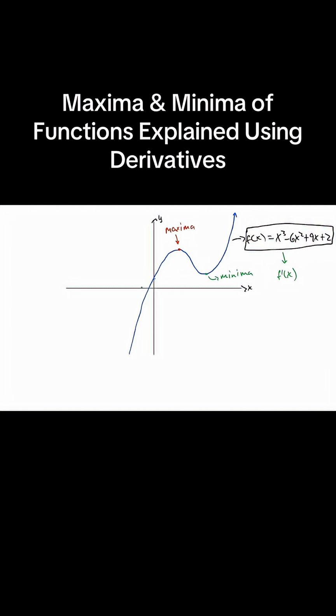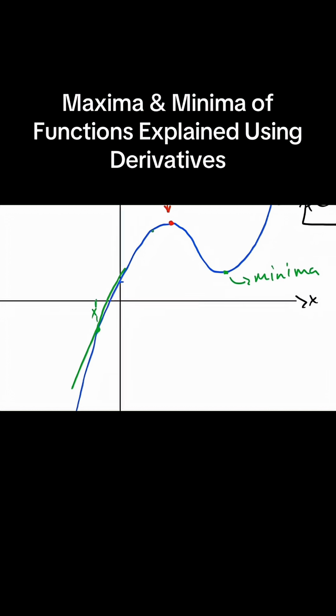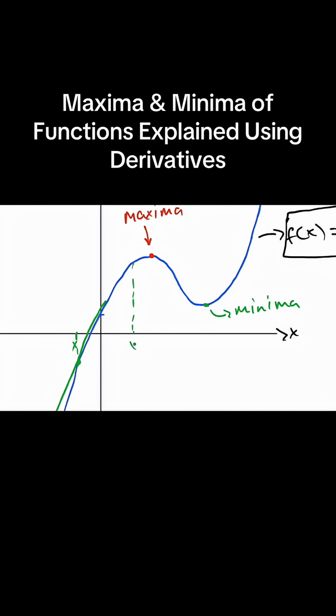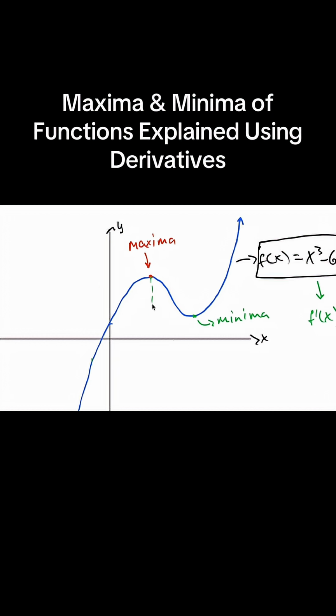So if we had an x point, at this point our gradient would look something like this. At this point our gradient would look something like this. At this point our gradient would look something like this. Well, what is the gradient in the maxima?